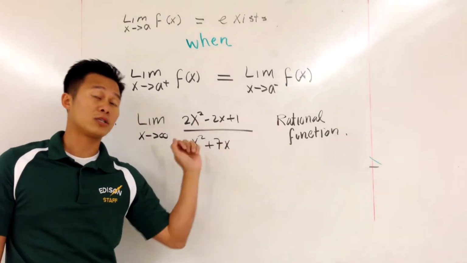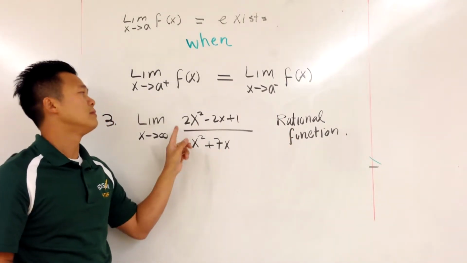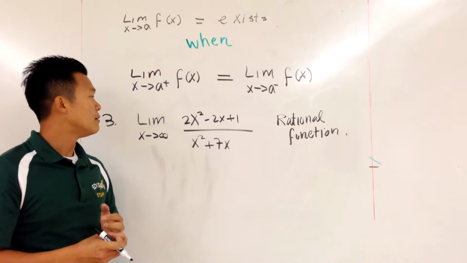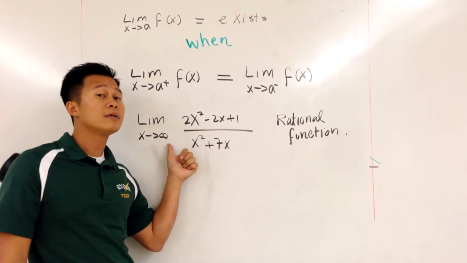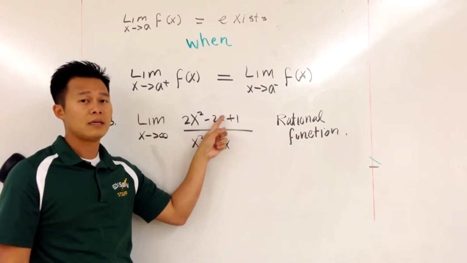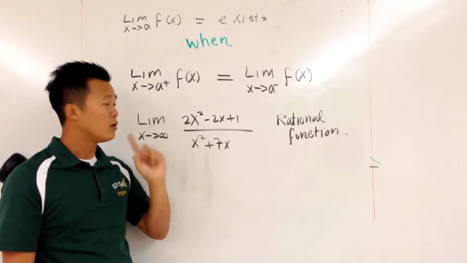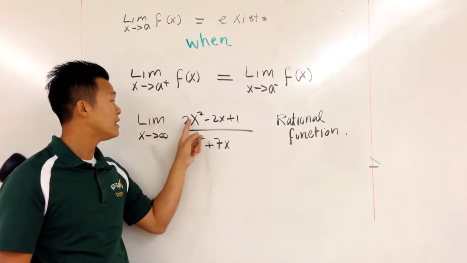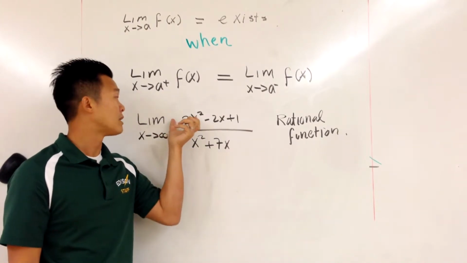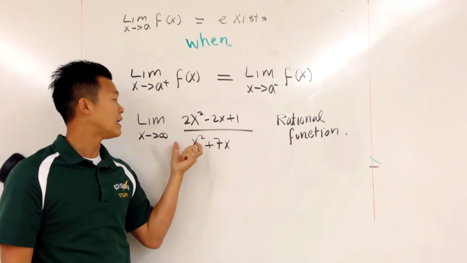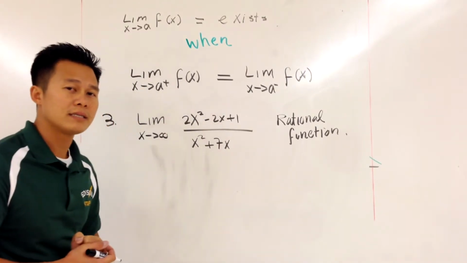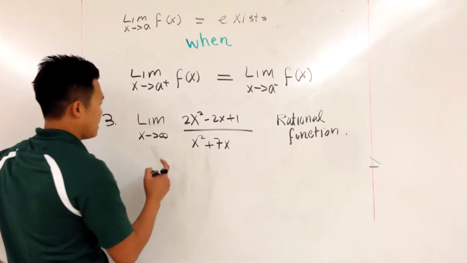In example 3, we're taking the limit of a rational function, but x is going to tend to infinity, so x will get as large as it wants. Looking at this problem, you might think it's complicated, but it's actually very simple, because when x gets big, these other terms are really meaningless. The only thing that matters is the term containing the leading degree of the numerator and the term containing the leading degree of the denominator.